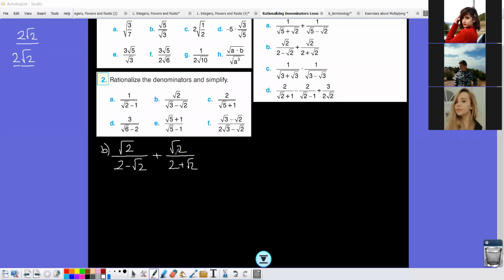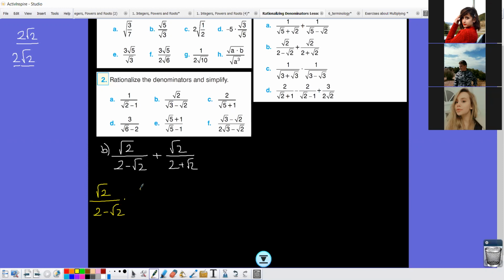Now here in the previous lesson, we solved a question. Now I will show you one more way. For example, I will take only the first fraction, root 2 over 2 minus root 2, and I will rationalize this one separately. So with which number I will multiply this one?